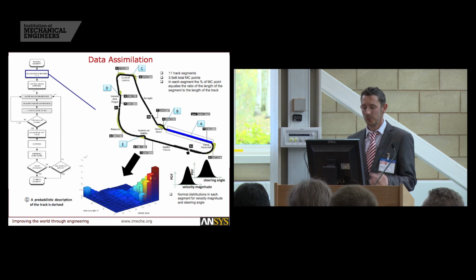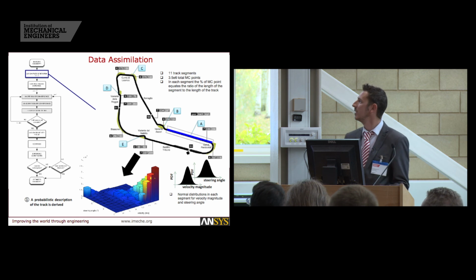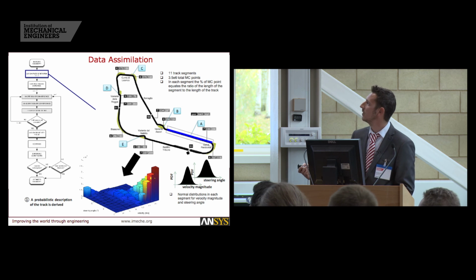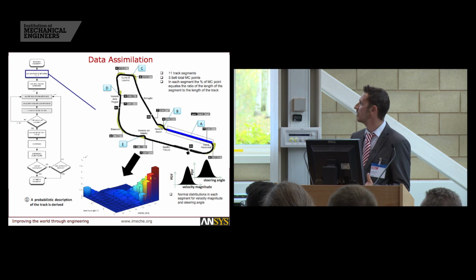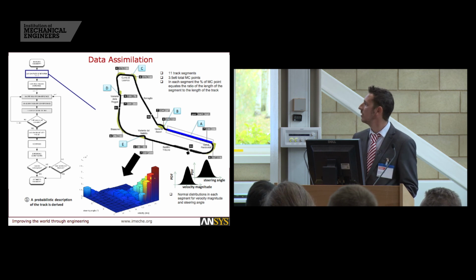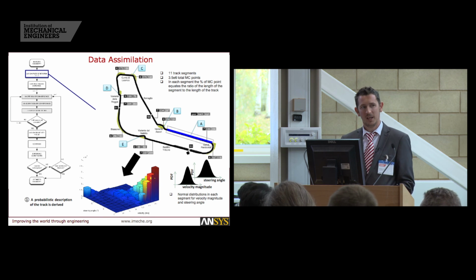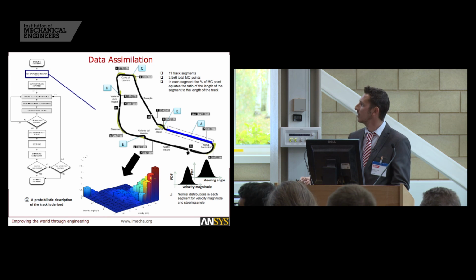Okay, so the track. What we've actually done here in order to give us that variability on the input is to select a specific track. We've selected a Monza track here, and we've split the track up into a number of different segments. Within each segment, we've determined the variation potential in all of the steering angles and all of the velocity that's imparted onto the front wing assembly. And those are then defined as a density function for steering angle and also for the velocity magnitude.